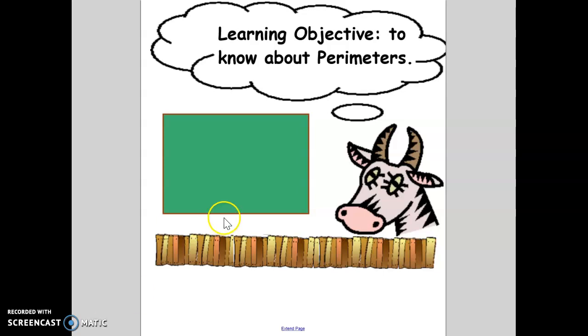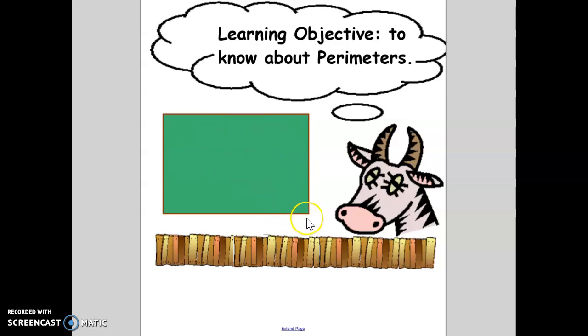The cow is back. We're going to learn about perimeter today, children. And the cow, the funny looking cow, is going to teach us all about it. Yesterday we did area, and you know that the area is everything inside of a 2D shape.